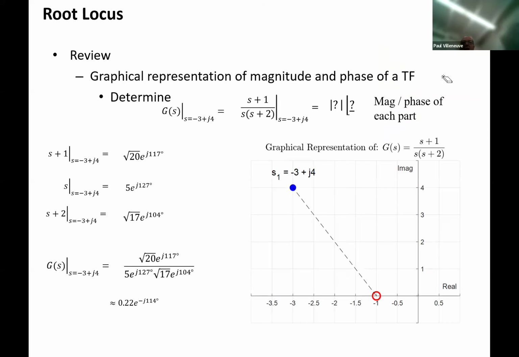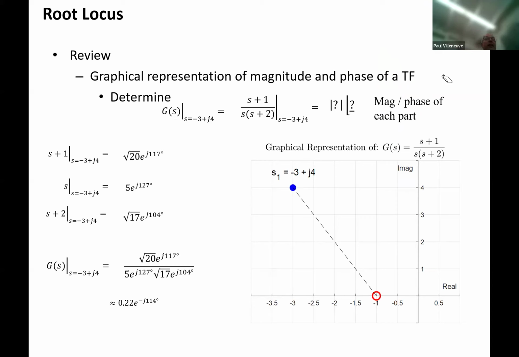All right, so I'm going to get you back into some math. I'll do it this way, and then I'll give you an in-class example to do it for me, okay? All right, so this is our graphical representation. We want to see if a point, we pick any point we want, in this case, -3 plus j4.